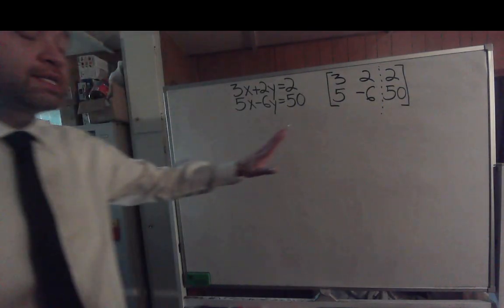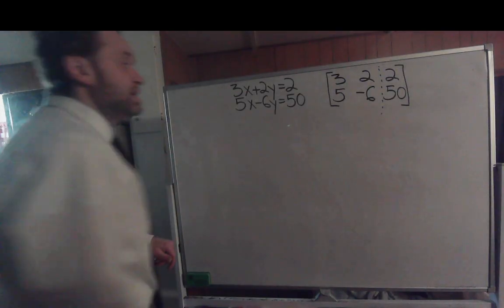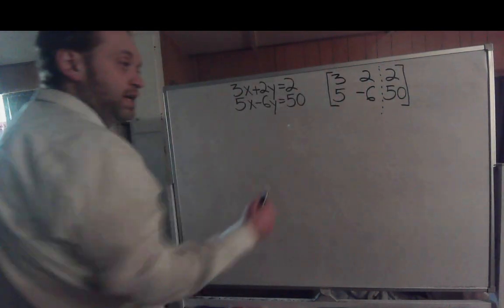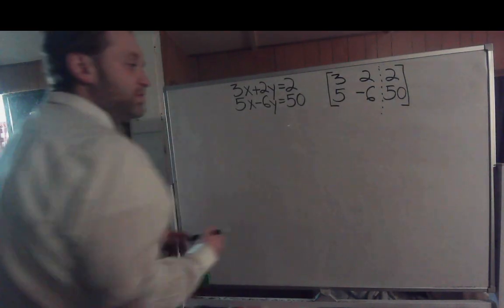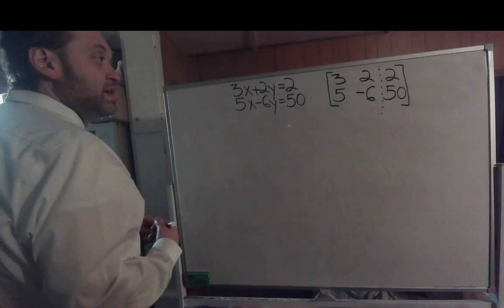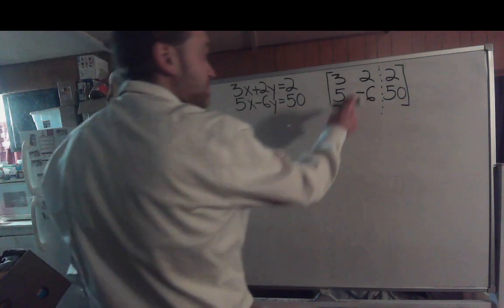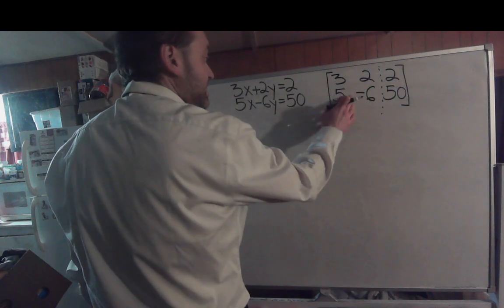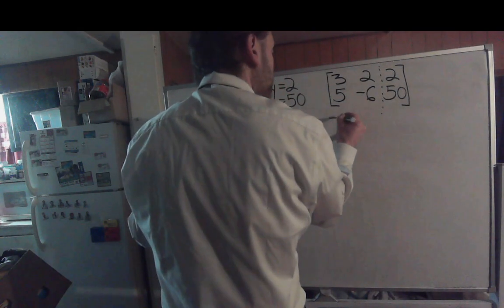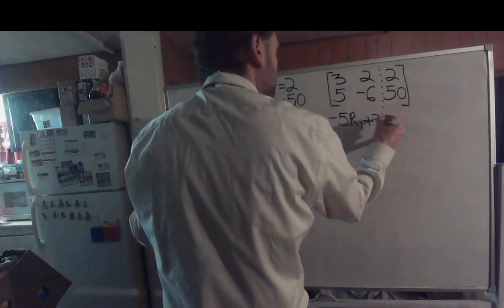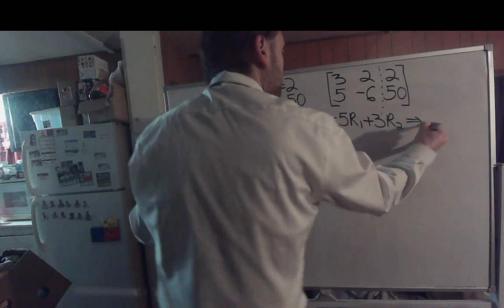Always do that. If you take -5 times 3, you would get -15. And if you take +3 times 5, you would get 15. You can add those together and then make the first entry in the second row be a 0. So we're going to take -5 times row 1 plus 3 times row 2, and then we're going to see what happens.